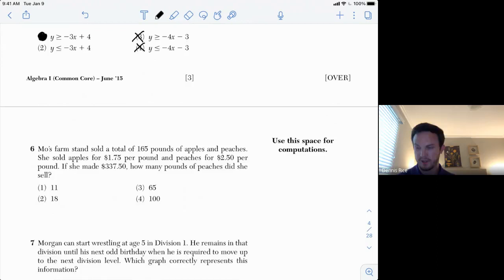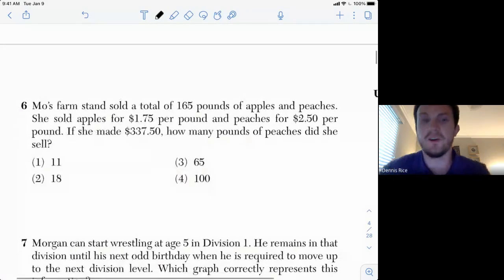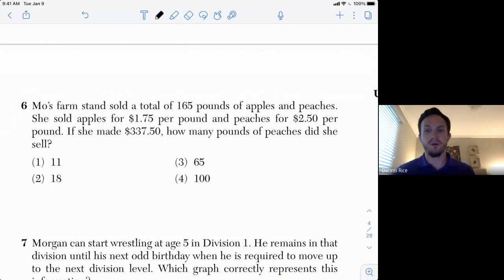Ooh, okay. Okay. So this is where we start to pick it up a little bit. Mo's farm stand sold a total of 165 pounds of apples and peaches. She sold apples for $1.75 a pound and peaches for $2.50 per pound. If she made $337.50, how many pounds is she?